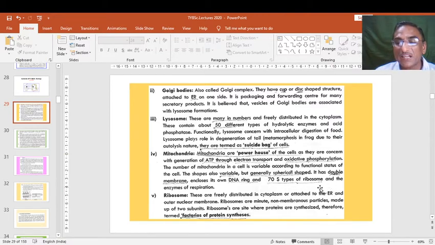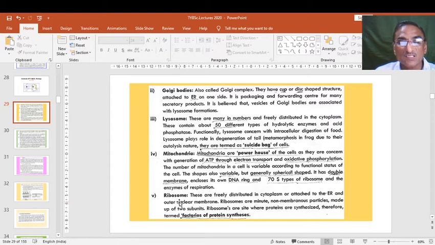So they are the 70S type, and the respiratory enzymes play a key role in the electron transport mechanism and forming the ATP. This is the main function of mitochondria. These are also randomly scattered in the cell.